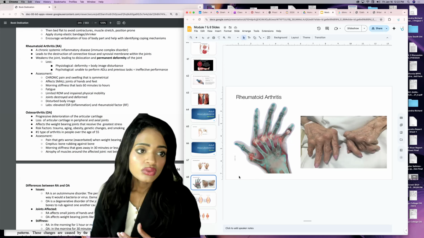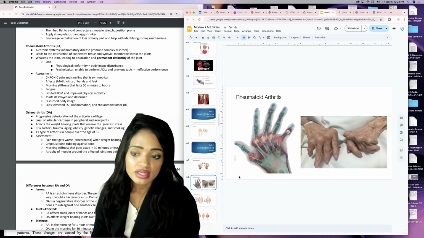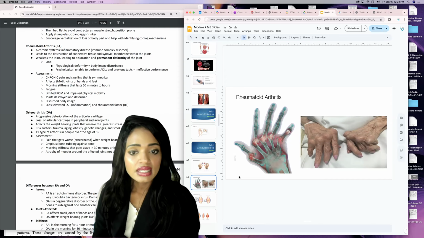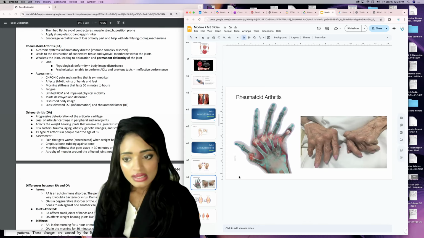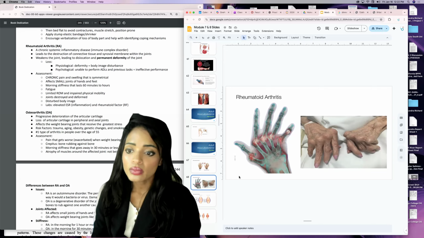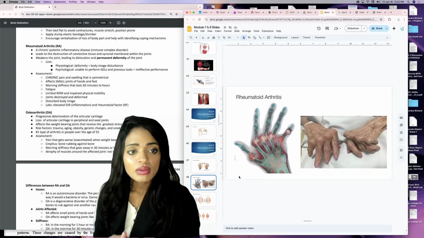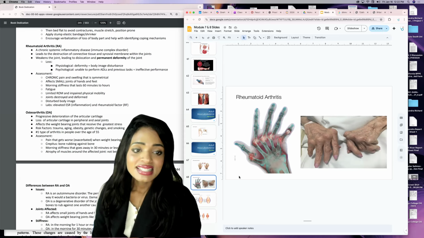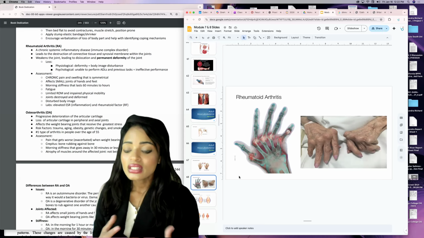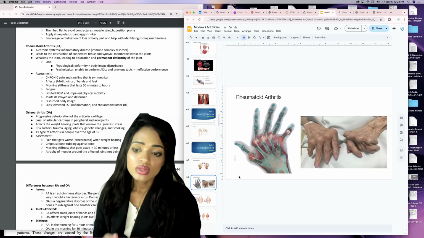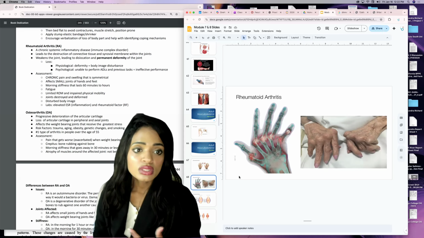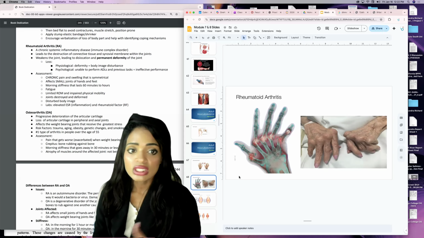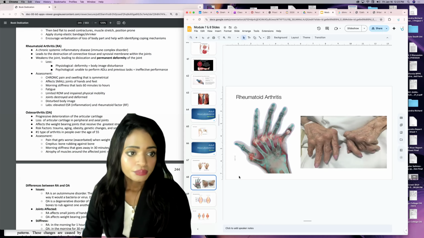So it leads to physiological deformity. As we can see, physiologically, the person cannot use their hands the way that they would normally to open a jar or open a door or even to put a seatbelt on and take it off. And psychologically, because they're unable to perform their ADLs and previous tasks, they feel ineffective in their performance. So we're dealing with body image disturbance, loss of function, ineffective performance.